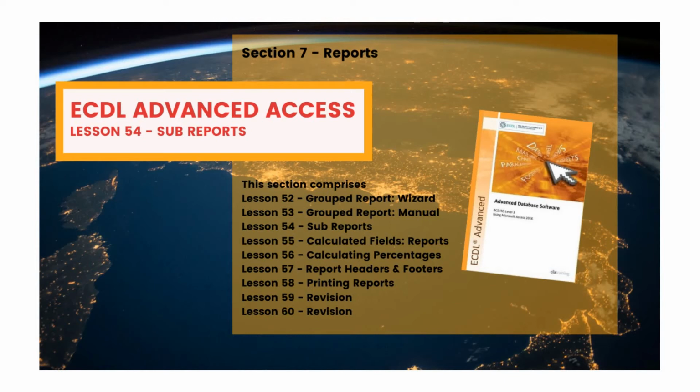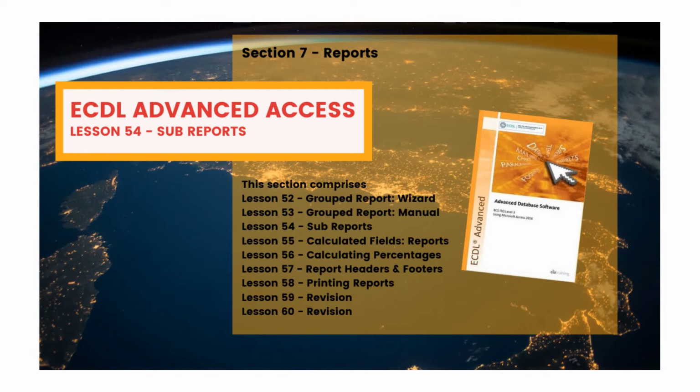ECDL Advanced Access Lesson 54 Subreports. Just as a subform can be contained within a main form, a subreport containing specific linked information can be contained on a main report. The easiest way to create a main/subreport is to use the Subreport wizard. A number of questions are then asked to guide you through the steps. Okay, let's try this out.